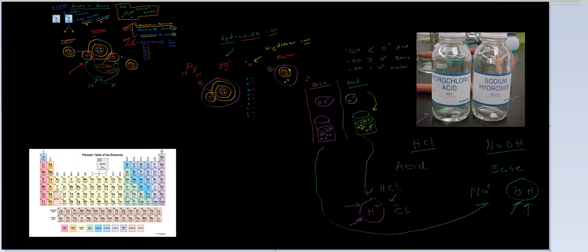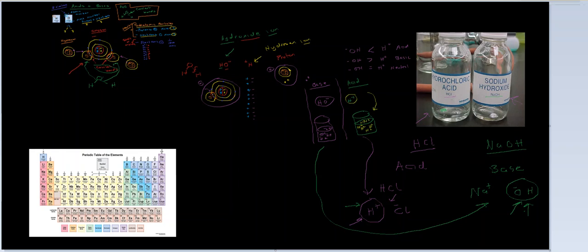Hydrochloric acid, the one on the left, is an acid because when it's in solution, if you were to look inside it, it's going to contain loads and loads of these H plus ions. And that's how you distinguish an acid from a base. Now, just one other thing I want to touch on before we finish up.